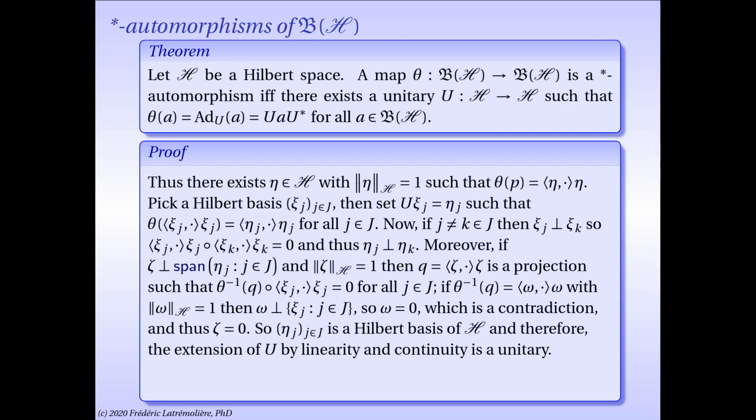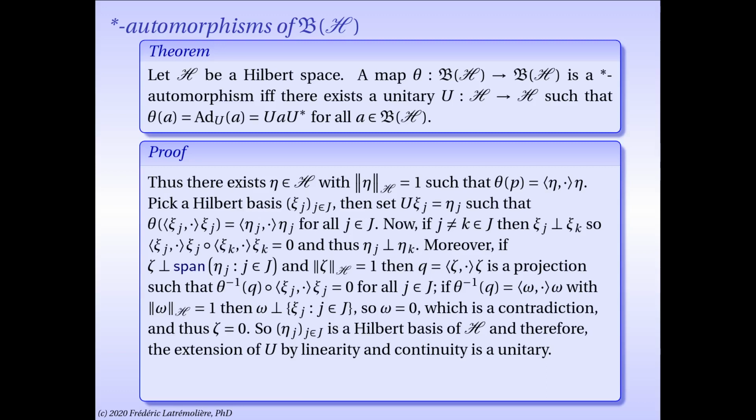But this is an algebraic statement, so I can apply theta to this relation, and since theta is a star automorphism, I can conclude that the projection on the span of eta j composed with the projection on the span of eta k is indeed 0. And from this, a direct, easy argument shows that eta j must be orthogonal to eta k every time j is not k. So the family eta j, for j ranging over our index set, is an orthonormal family. We just proved the orthogonality relation, and the vectors are all normalized by construction.